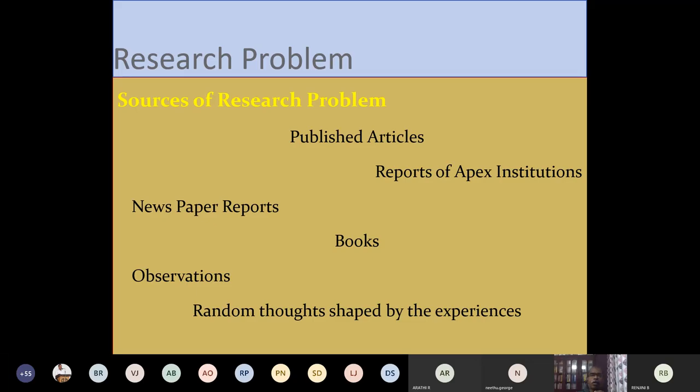And another important source is observation. Observation is a very important source of research. You try to identify the recent happenings. You try to identify what is happening in a supermarket, how people are choosing products, what kind of loyalty people are exhibiting, what are the behavioral practices of the customers. These can give you some clues regarding the research. So a research problem can be identified from published articles, reports of apex institutions, newspaper reports, books, observations, and so on.